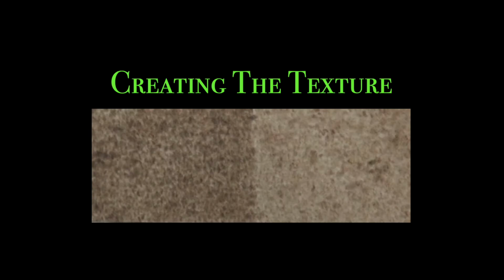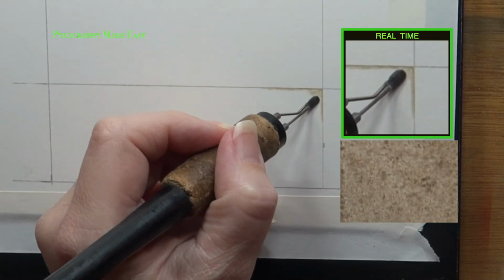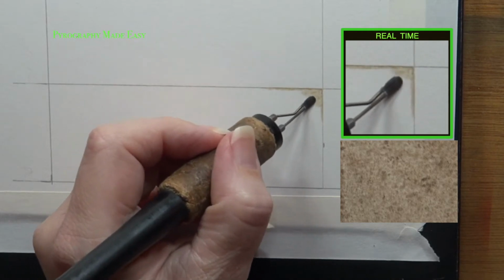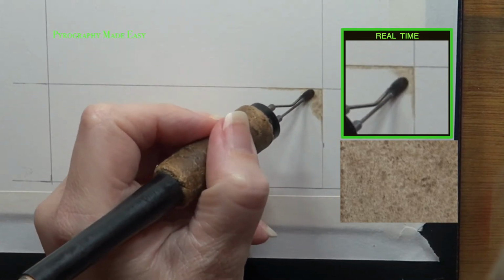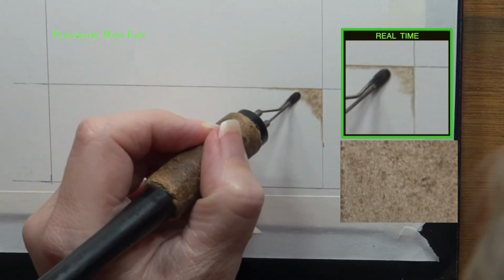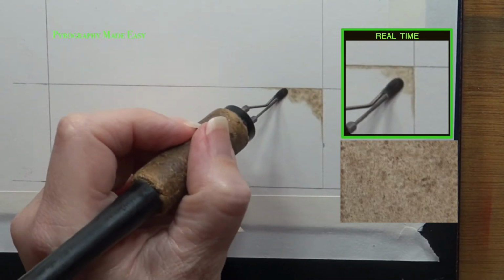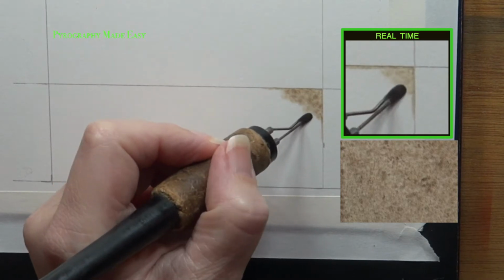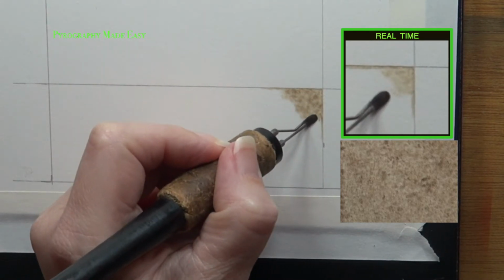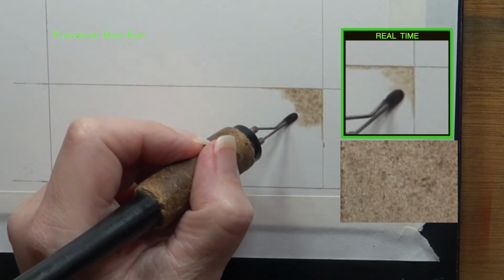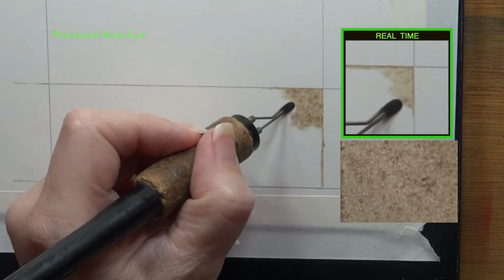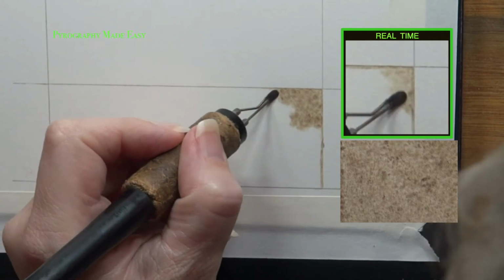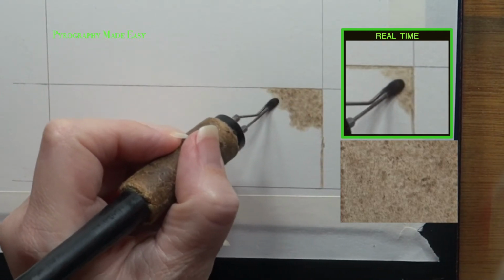Creating the texture. Use the shader of your choice and burn circular motion onto the board. Don't burn in straight lines because you will end up with noticeable lines running through the texture. Instead, change directions frequently as you burn. Work in little sections or patches at a time. Leave little gaps here and there that are very pale in color.